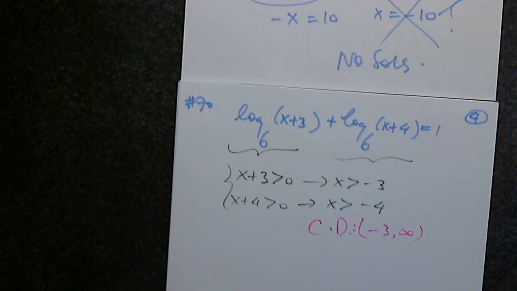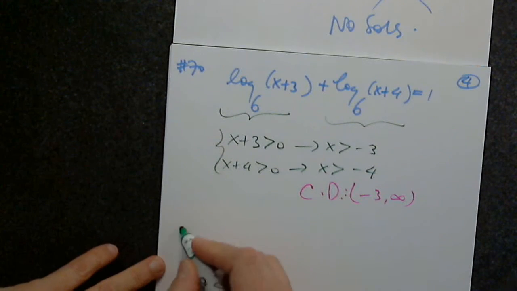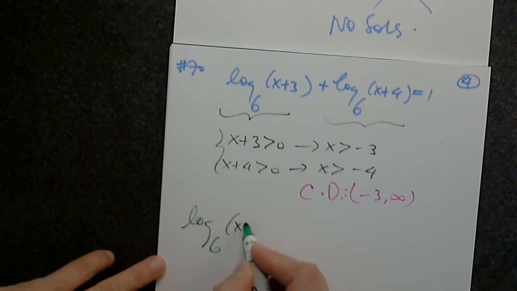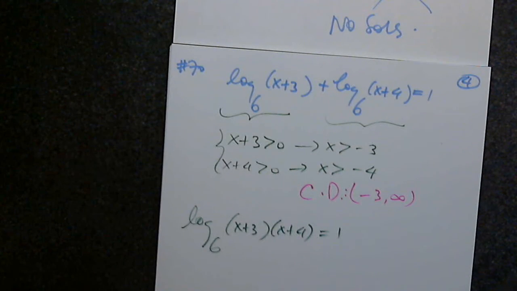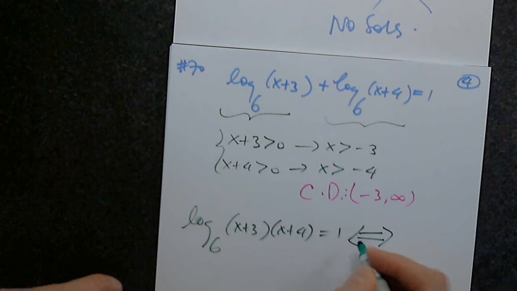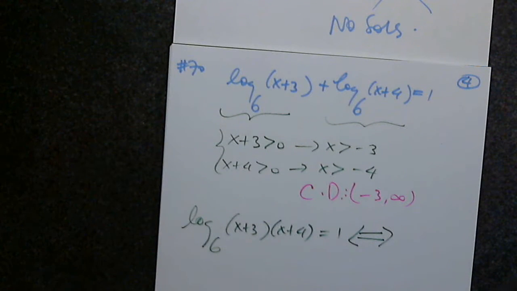Do we all agree with negative 3 to infinity? Do you need me to graph? Is this clear? Okay, very good. So now let's condense the left-hand side. How do I condense the left-hand side? It's a sum of logs. So I have to write log base 6 of (x plus 3) times (x plus 4) equals 1. Now this, I will definitely change into an exponential equation. No question about it.